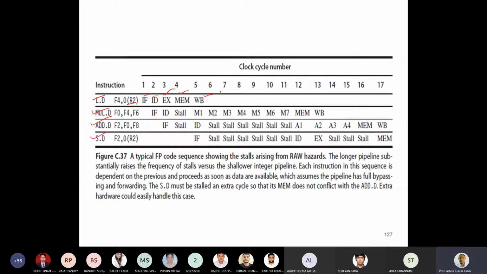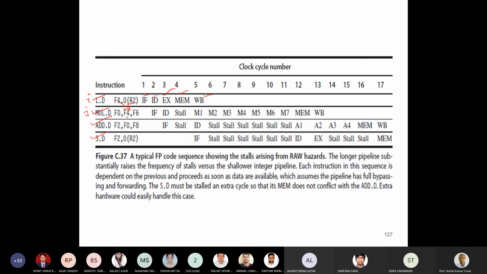Now let's look at whether there is a dependency between the load and the multiply. This is my instruction I and this is my instruction J. The instruction J is reading the register F4 before it is written by instruction I. So there is a RAW hazard, and the RAW hazard can be overcome by means of a mechanism called data forwarding that we have studied.